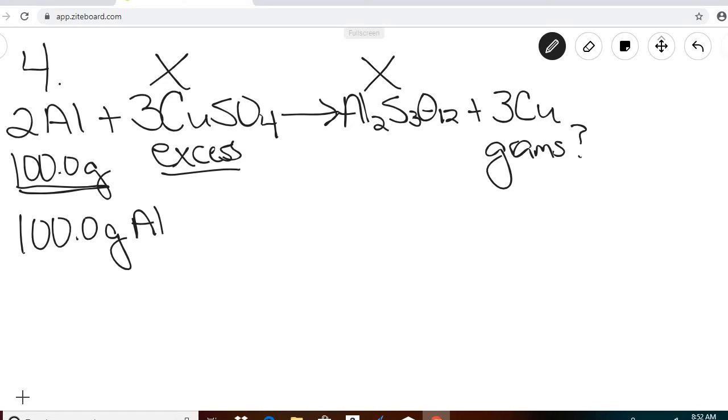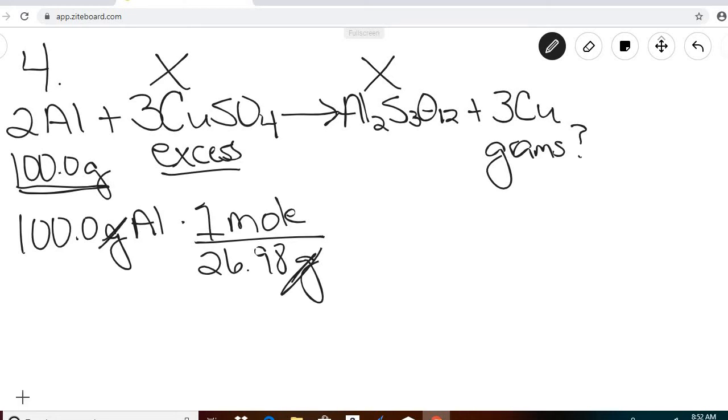And if we look at the periodic chart, you will see that we're going from grams to moles, so moles will be on top. 1 mole of aluminum is equal to 26.98 grams. Okay, so grams are going to cancel. We'll be left with moles of aluminum. And what you get for that is 3.706 moles of aluminum.